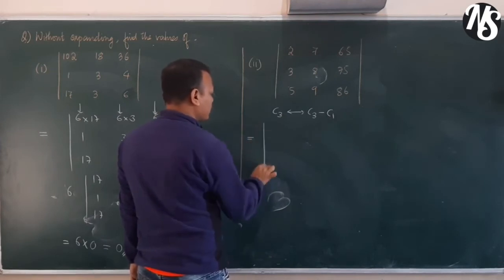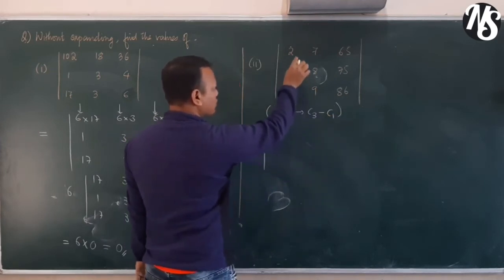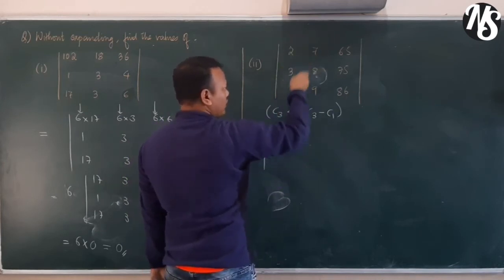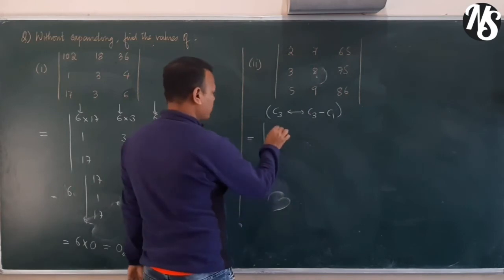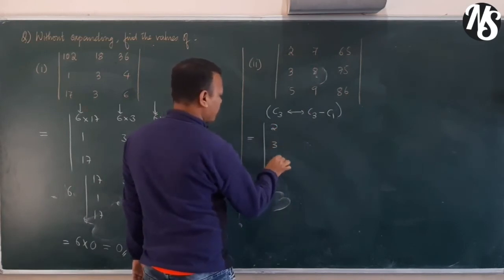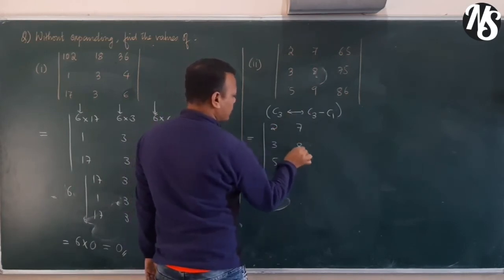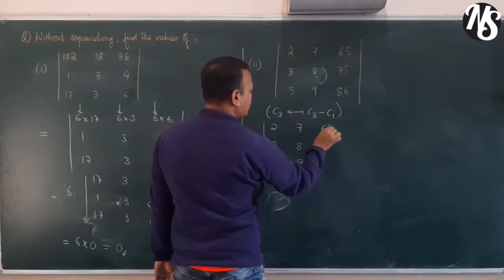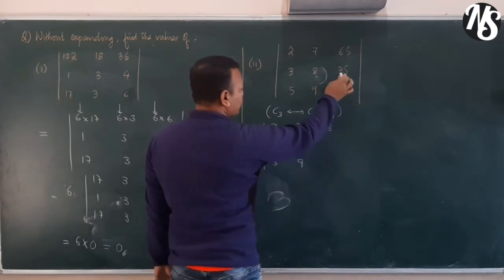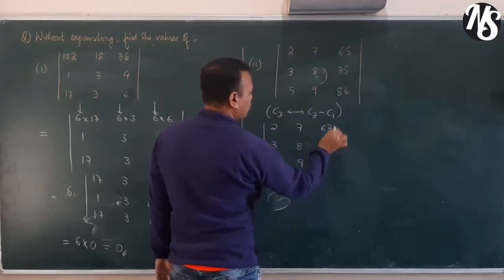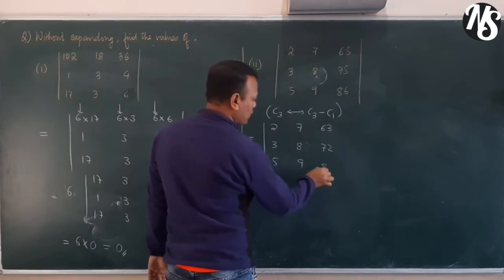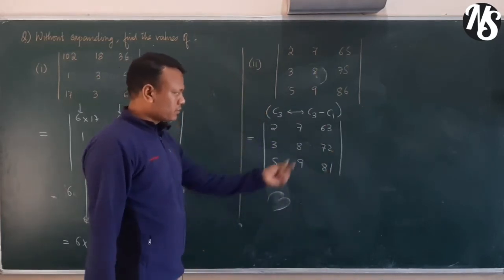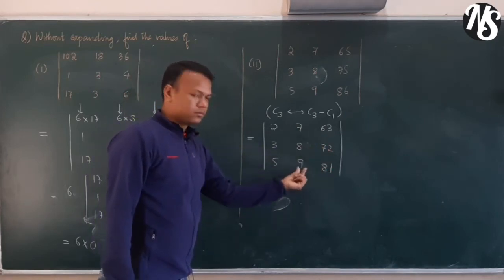If I do this operation, you are changing C3, so column 1 and column 2 will remain as they are. So you get 2, 3, 5, and you have 7, 8, 9. C3 minus C1, that means this minus this is 63. This minus this is 72, and this minus this is 81. Yes or no?